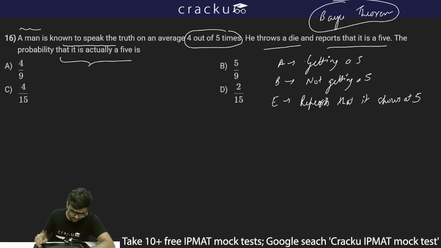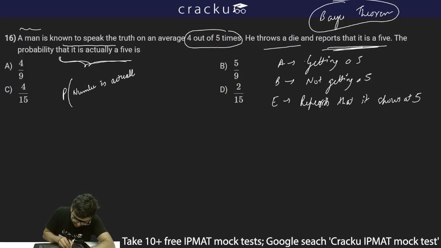Now what we have to find out? We have to find out that it is actually a 5, given that he reports that it is a 5. We have to find out the event that the number is actually a 5, given that the person reports a 5.